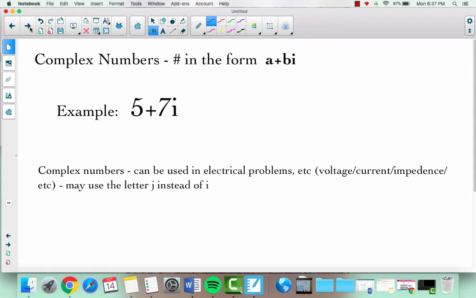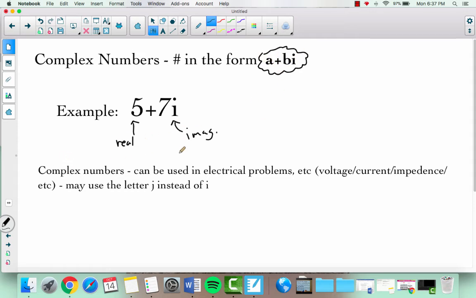Complex numbers have i in them, but they also have a real number portion. So all complex numbers have this form, a plus bi. You want to make sure you write this down. And the a portion is the real number. So I've got an example here, 5 plus 7i. Here is the real portion of it, and then here is the imaginary portion. So every complex number has those 2 parts.